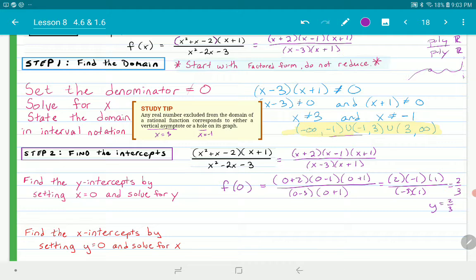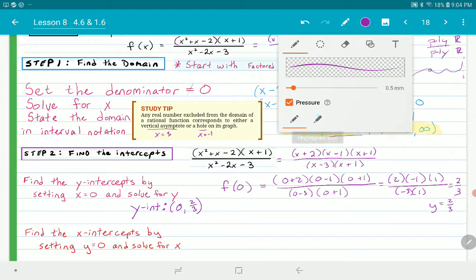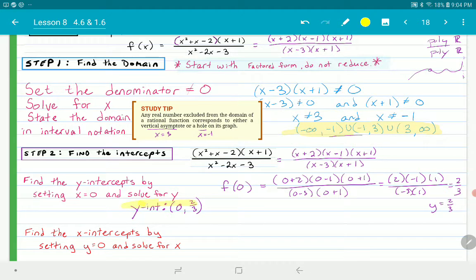So that tells me that there is a y-intercept. I'm going to write that important conclusion over here so I can gather my information quickly when I go to graph it at the end of these steps. And I'm going to highlight it so I don't lose it. So my y-intercept is at x equals 0, y is 2/3.